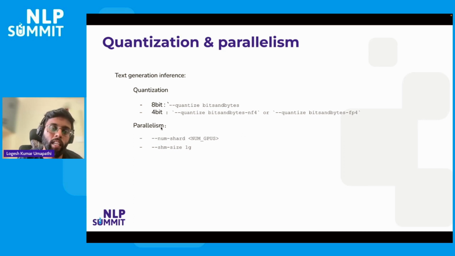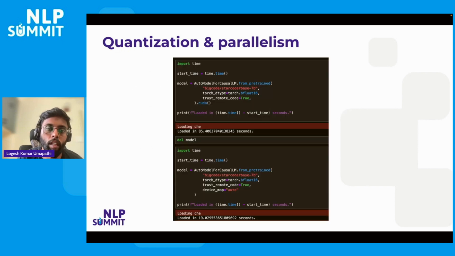And then we can also parallelize it. Another way to increase the memory that we have for generation is to have more GPUs, provided. That can be done by tensor parallelism and pipeline parallelism. Text generation inference supports tensor parallelism. We just have to mention the number of shards that we want our model to be loaded as, and also the memory that is shared across these shards. One other naive way to parallelize is by using the accelerate library.